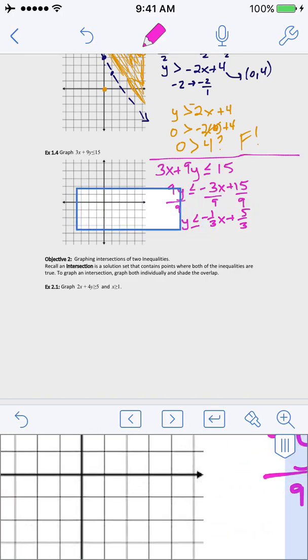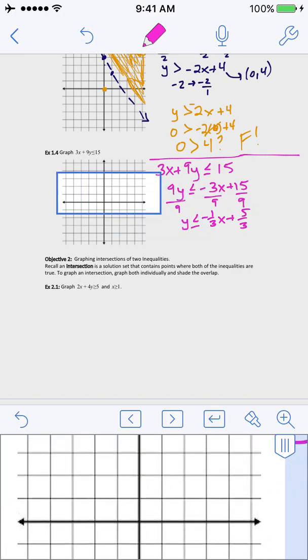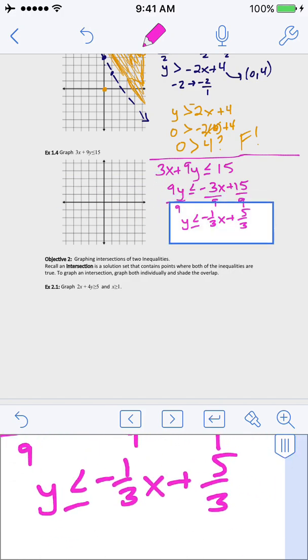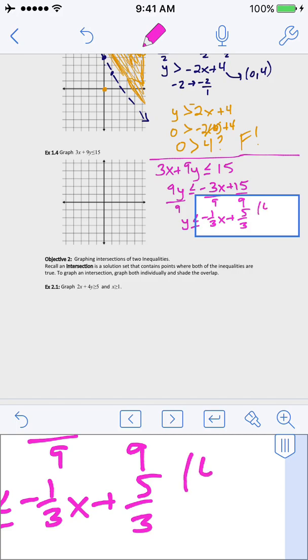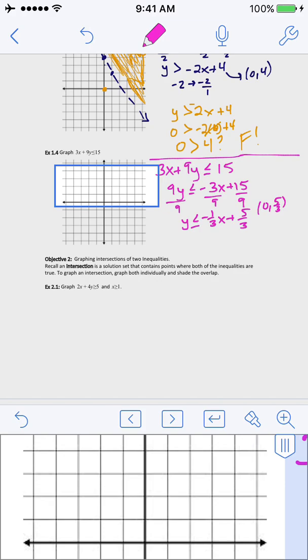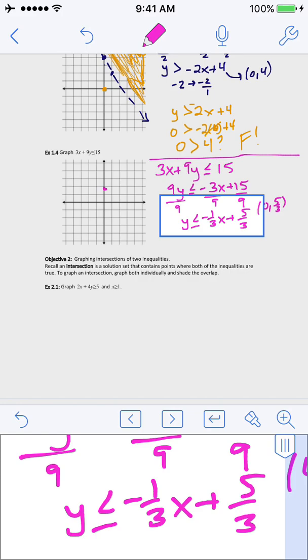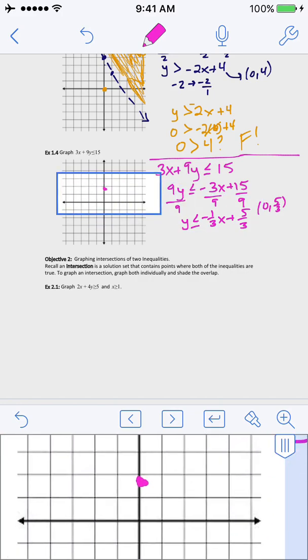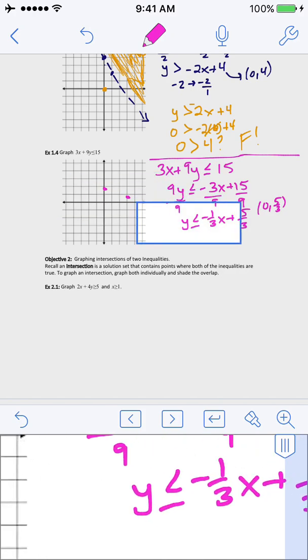Alright, now we'll graph this. 5/3 is almost 6/3, which is about 2. So this would be a y-intercept of (0, 5/3), or 1.66, so up 1, almost 2 would be our y-intercept. And then this is a slope of down 1/3. So down 1 to about 2/3 and over 3, so right about there. I'm going to pause before I draw a line.